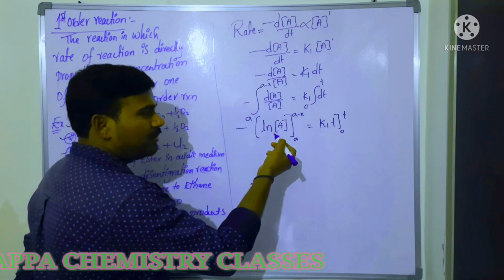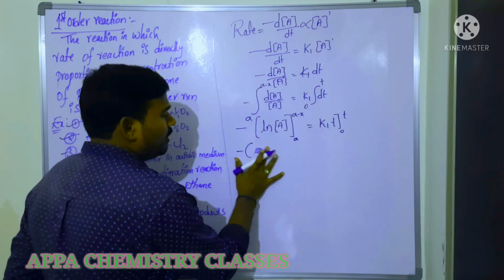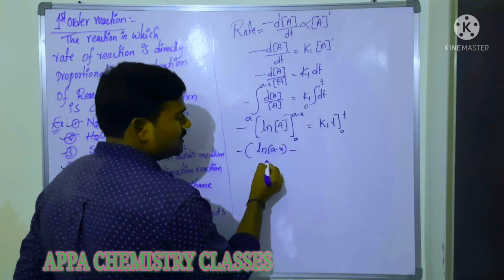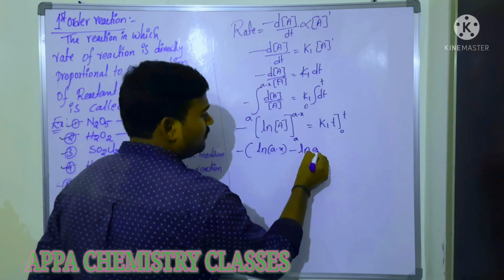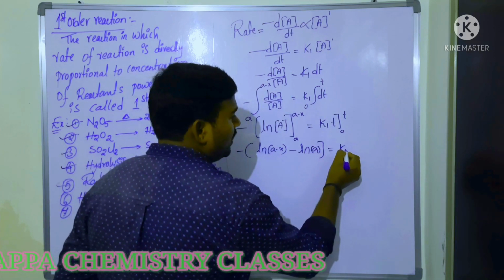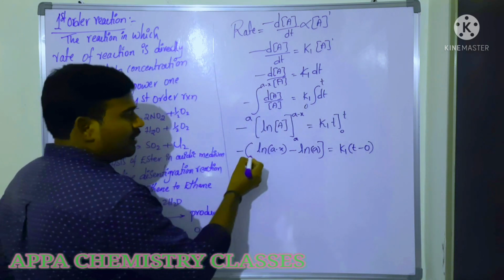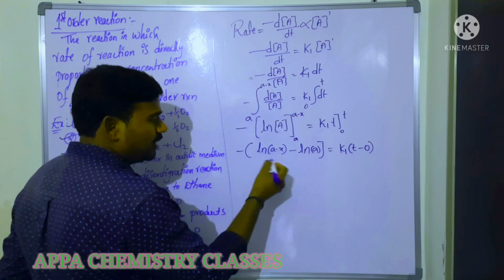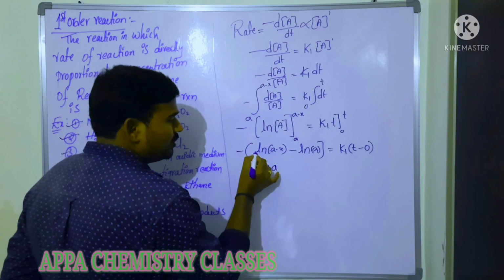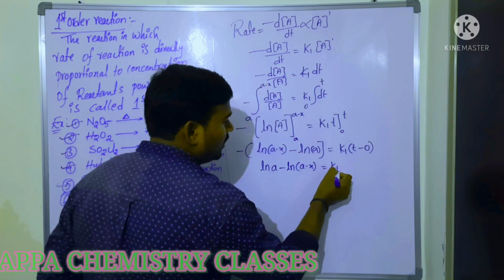So what we have to do? Upper limit minus lower limit. The upper limit is ln of A minus x, minus the lower limit ln of A. In place of this we have to write this one. So it is equal to K1 into the upper limit t minus the lower limit 0. Now multiply this minus into here. Then minus into minus becomes plus ln of A, and minus into plus becomes minus ln of A minus x, is equal to K1t.